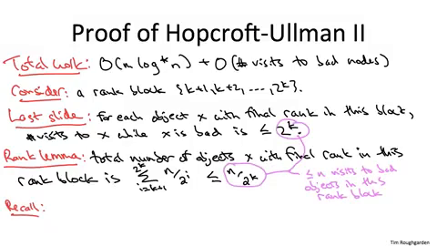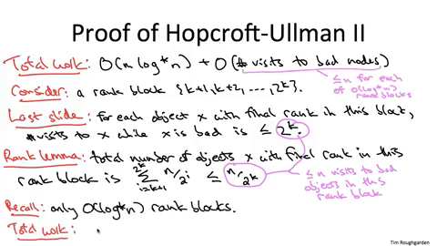Now this was only counting the number of visits to bad objects in a given rank block, but there aren't that many rank blocks. Remember, there's only log star n of them. So that means the total amount of work spent visiting the bad nodes, summed over all of the rank blocks, is big O of n times log star of n. Combining the bounds for the good nodes and the bad nodes, we get the quantity m plus n times log star of n. At the beginning, I mentioned that the interesting case is when m is big omega of n. In that case, this bound is just big O of m times log star n.